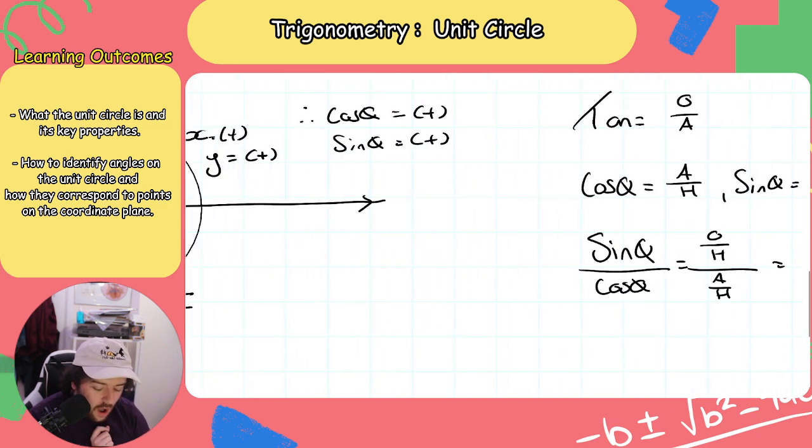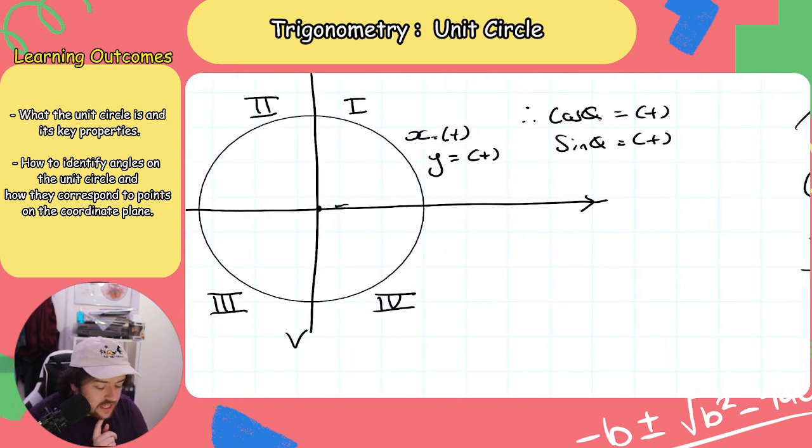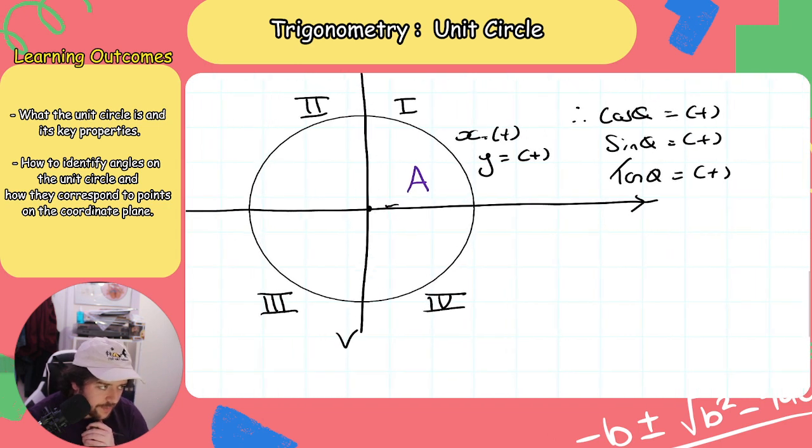So that's why here, if I divide sine by cos, positive divided by positive gives positive. So tan is positive in the first quadrant. So they are all positive in the first quadrant. Let's look at the second quadrant now.